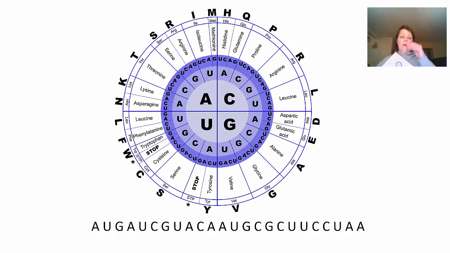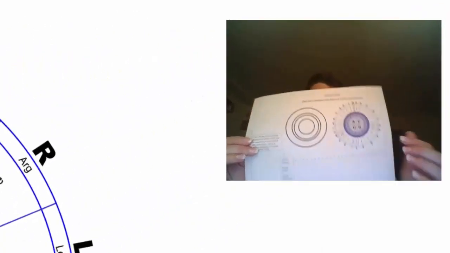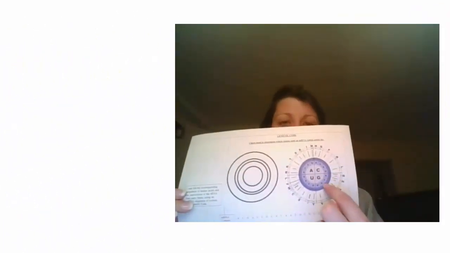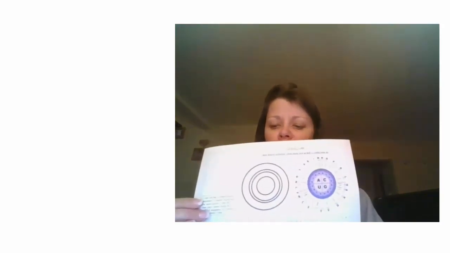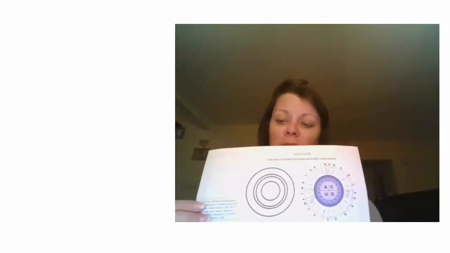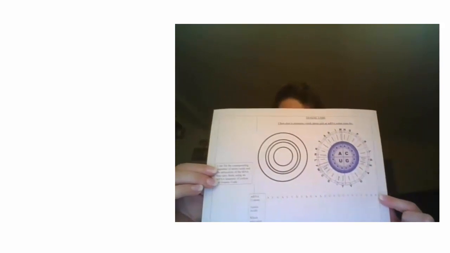First thing, you need to find the page on your notes, and hopefully you can see it, where you've got what's called the circular genetic code that I've got here on my screen. And then you've got another set of concentric circles next to it. And then you've got my mRNA message at the bottom. So find this page, please.